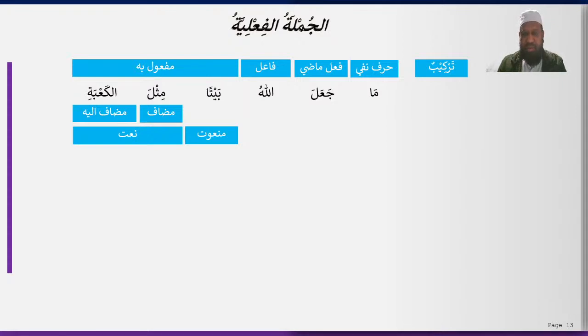ما حرف نفي. جعل فعل ماضي. لفظ الجلالة الله فاعل. بيتا مثل الكعبة مفعول به, the main slot. Within this slot we have another two phrases. One is made of منعوت and نعت. Another one is made of mudafun and mudafun ilayhi.